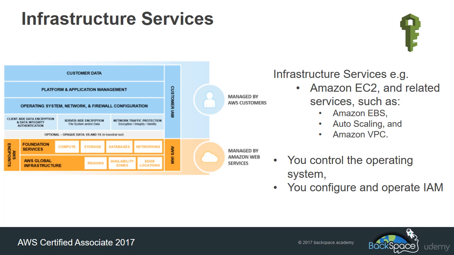So what does the model look like for infrastructure services? There we can see our foundation services, our compute, storage, database, and again our customer data. That can be Amazon EC2 and other services like EBS, auto scaling, and Amazon VPC. We need to make sure that is secure from our perspective. We control the operating system, and we can configure and operate identity and access management, so we need to make sure we use that wisely and responsibly.